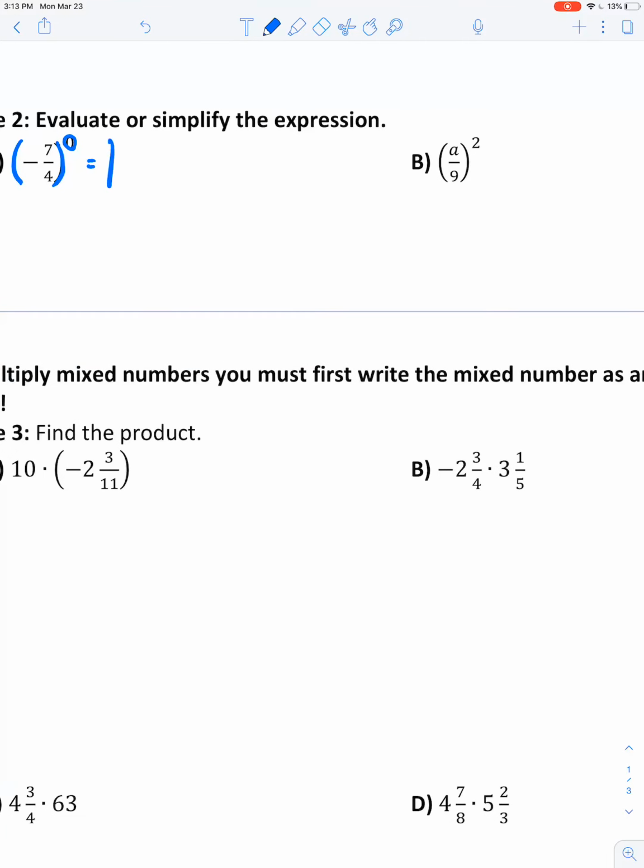In letter B, we can distribute this exponent through. So it's really like saying a squared and then over 9 squared. And 9 squared is like 9 times 9. That's 81. So that is our final answer there.